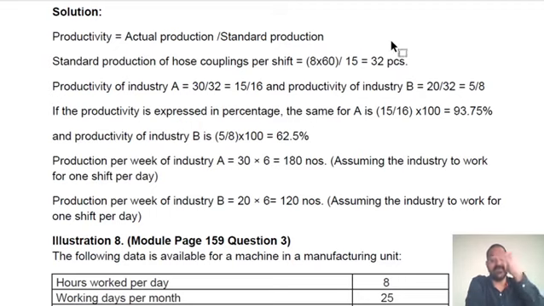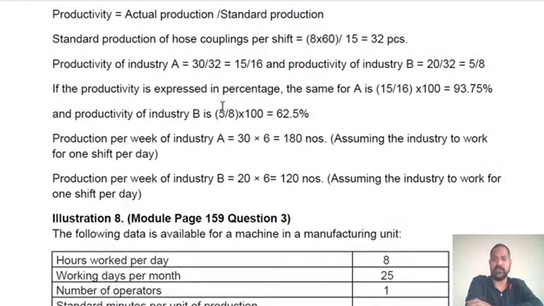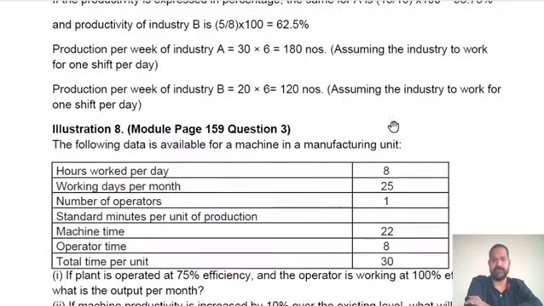I have done it in separate calculations. They have done it all together, but that's okay. I hope you've understood. The final answer is 32 pieces. Productivity of A is 30 by 32, which is 15 by 16. Productivity of B is 5 by 8. So the productivity expressed in percentage is 93.75% and productivity of B is 62.5%.